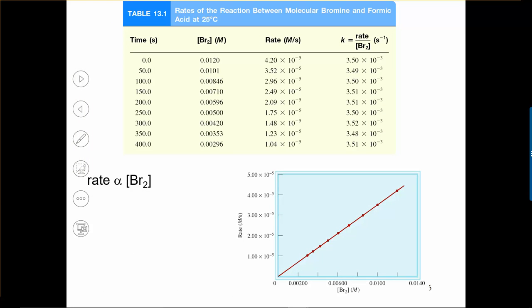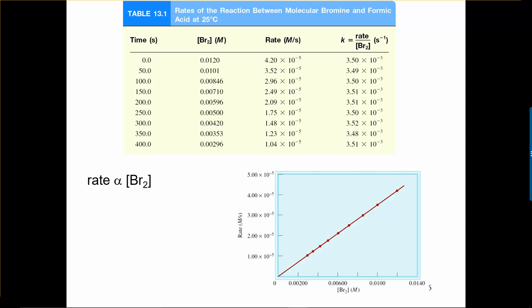Okay, so this is more useful to us. We get a straight line curve, and it will allow us to determine a rate constant. If I know the slope of this line, I can use that as a constant to determine the rate at any concentration, even one that doesn't fall on this line, because I would assume it would extend.